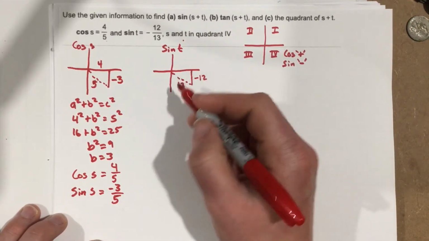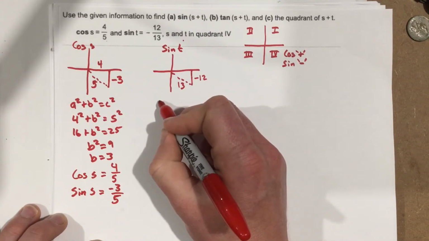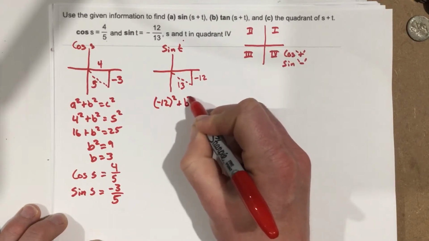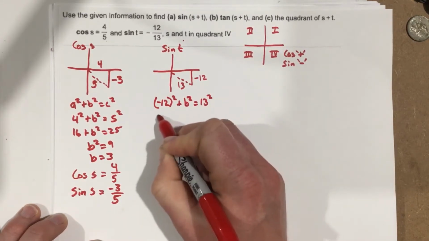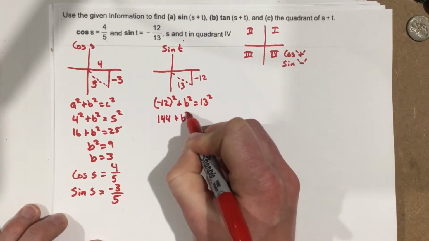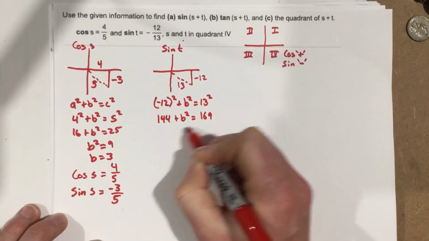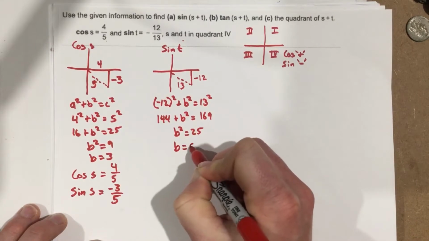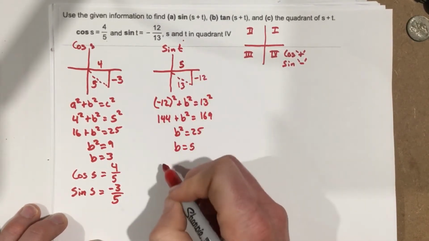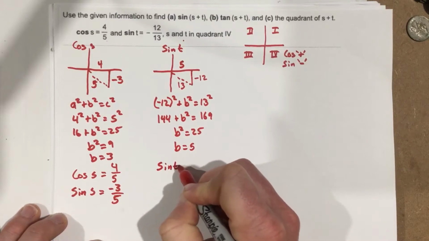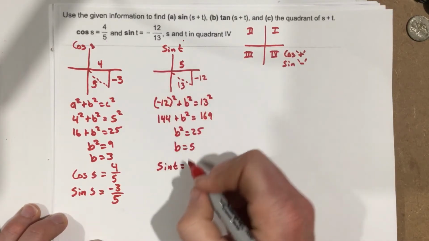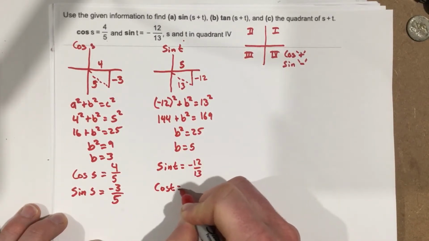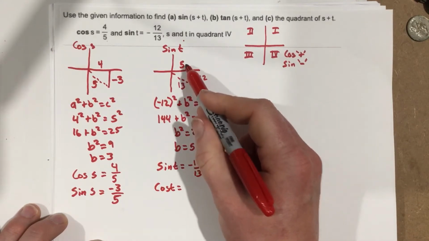Let's do the same thing over here. If we use the Pythagorean theorem on this one, it would be negative 12 squared plus b squared equals 13 squared. This gives you 144 plus b squared equals 169. Subtract it over, b squared equals 25. Square root it, b equals 5. So this tells us now that we know sine t, we already knew sine t is negative 12 over 13, but now we know cosine t, and cosine t is 5 over 13.